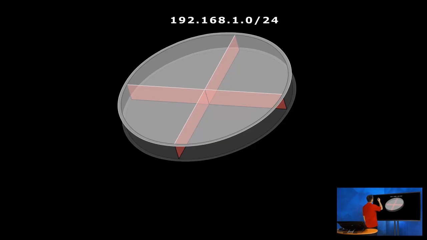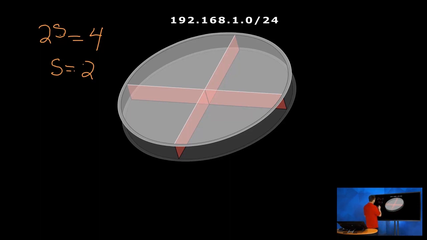So I need to use my equation 2 to the power of s, and that's going to have to equal 4 subnets. So we're going for 4 subnets in this particular case. What is s going to equal? Well, s is going to equal 2. So s is referring to the number of bits we have to borrow in order to create 4 subnets.